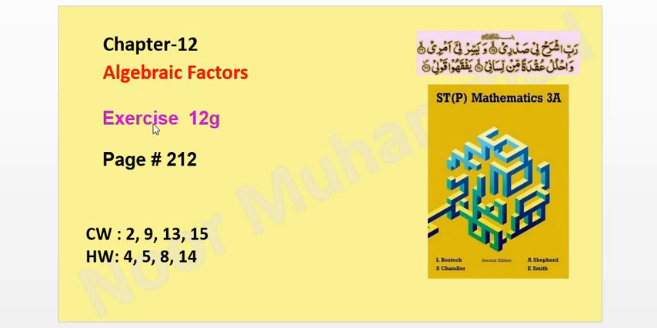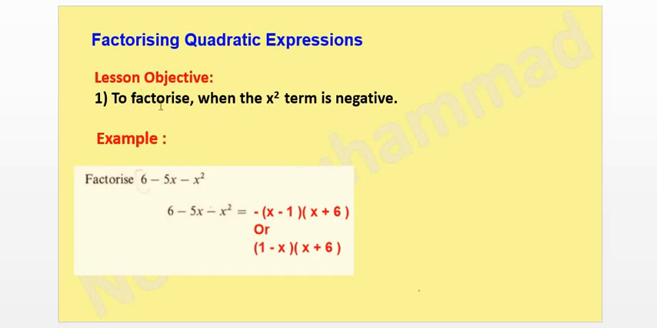Bismillahirrahmanirrahim. Chapter 12, Exercise 12g. Let's see what is our main objective. Our main objective is to factorize when the x squared term is negative.